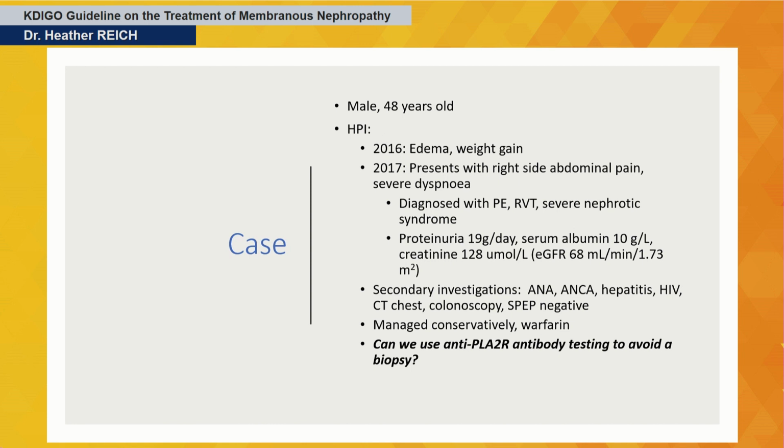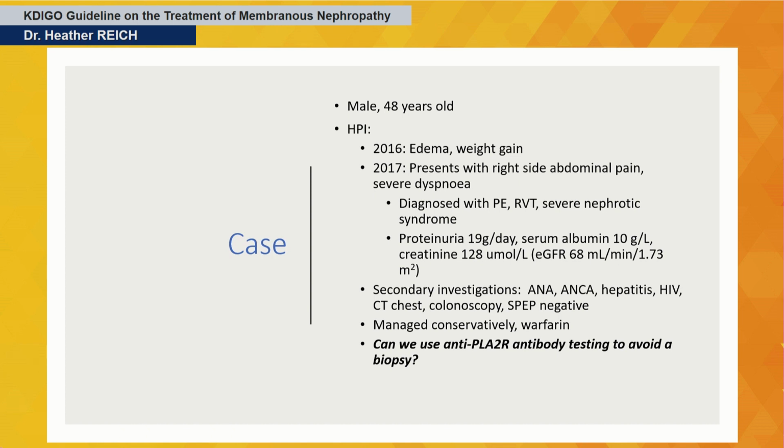I would like to use a case to illustrate the application of the new 2020 guidelines. A 48-year-old male first developed edema and weight gain in 2016. He presented to medical attention with severe right-sided abdominal pain and dyspnea and was diagnosed with a pulmonary embolus, renal vein thrombosis, and severe nephrotic syndrome. He had proteinuria of 19 grams per day and a serum albumin of 10 grams per liter, with serum creatinine of 128 micromoles per liter. Secondary investigations, including serologic and infection testing, were negative.